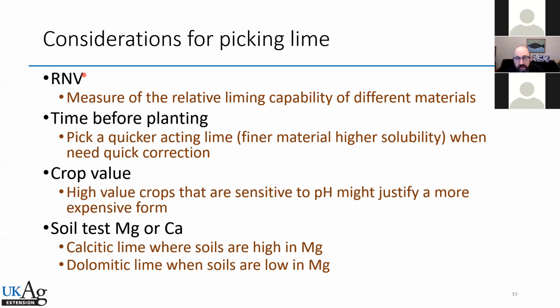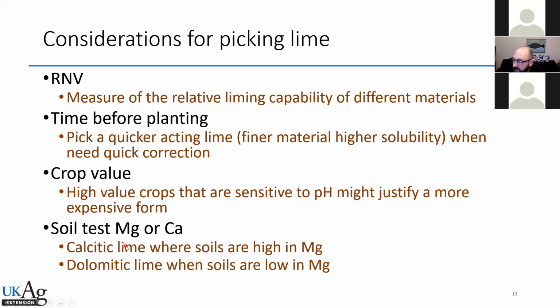Time before planting. Again, if you've got a new piece of ground, one of the common questions I get is renovating strip mines, and they want to bring that pH up really quick. Then maybe you pick a quicker acting lime with more finer material. High value crops like high tunnels, tomatoes, things like that, folks are going to go with a more expensive lime. But typically with pasture, the cheaper, easily available lime is probably what we're going to look at. And if your soil test magnesium is low, go with that dolomitic lime.